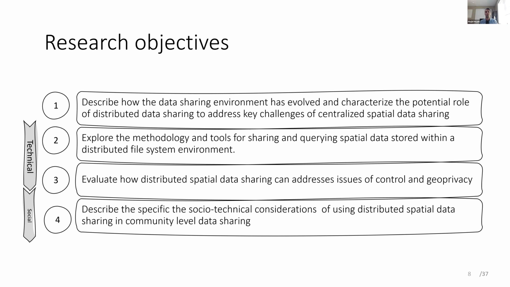And at the end, the last part of my work was about looking at socio-technological considerations for using distributed spatial data sharing at the community level and indigenous level, which I don't get into in this presentation, and mostly I focus on parts 1, 2, and 3.